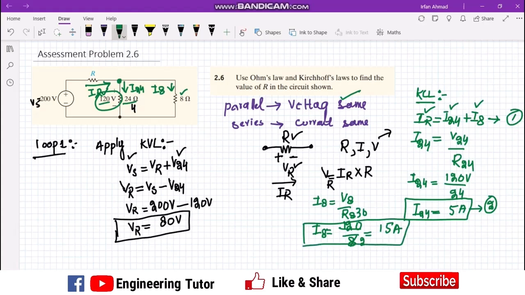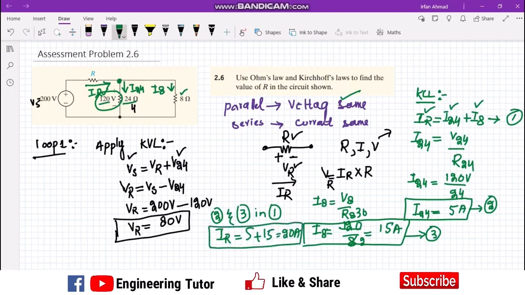Let me call it equation number 3. Putting 2 and 3 in 1, what will we get? We will get IR equal to 5 plus 15, which gives me 20 amps. Let me call this equation number 4.